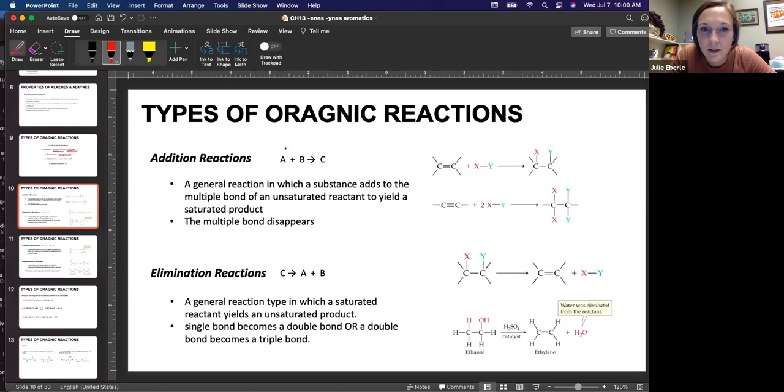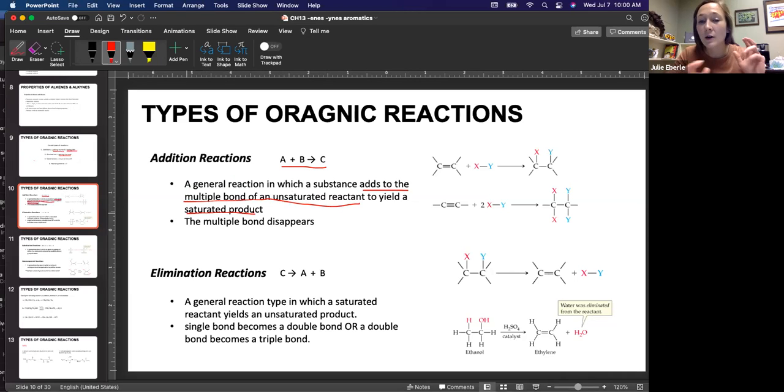Addition reactions. The base plain Jane example I could give you: molecule A and B come together and make molecule C. Okay, so we said it's like getting married. 2 people come together and make one family. All right, so this is a general reaction in which a substance is added to the multiple bond of an unsaturated reactant. Okay, and it yields a saturated product.